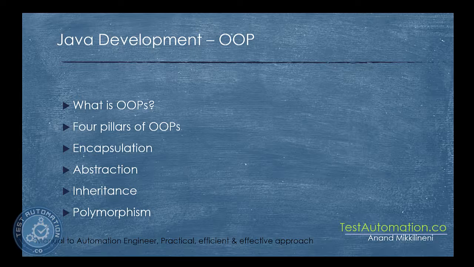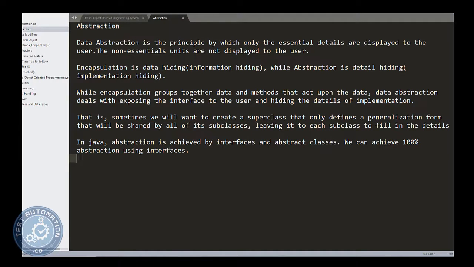So we will see an example of encapsulation in action. If you look here, encapsulation is data hiding, that is information hiding, while abstraction is detail hiding. Detail hiding means hiding the method details, how the method is written, while exposing the method itself to the caller. In Java, we can achieve abstraction by using either abstract classes or interfaces.